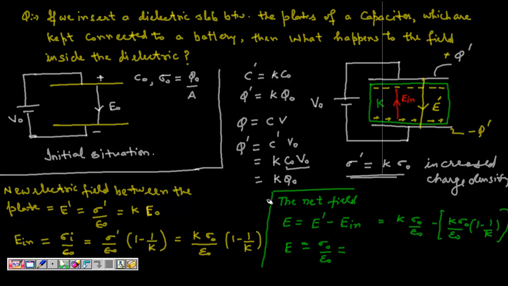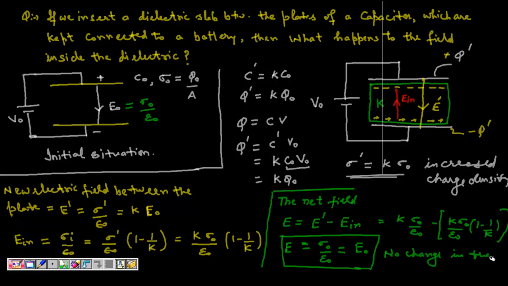And what is sigma naught by epsilon naught? Actually this is E naught, means the initial electric field. So this result shows that there is no change in the field, or in other sense you can say that the field inside the dielectric will remain the same.